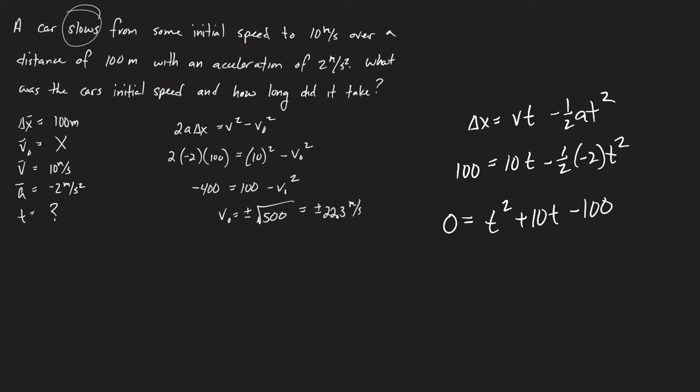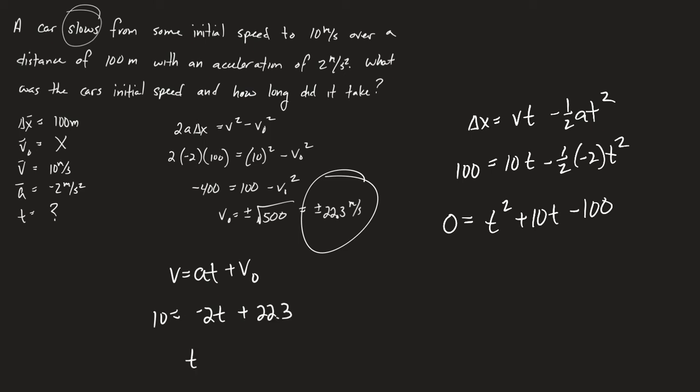Now, first, we don't have to do it this way. You solved for the initial velocity. You could choose an easier way out. We could choose v equals at plus v naught. This would be an easier way out. All right? 10 equals negative 2t plus 22.3. T is certainly about 6 seconds. That is an easier way out.